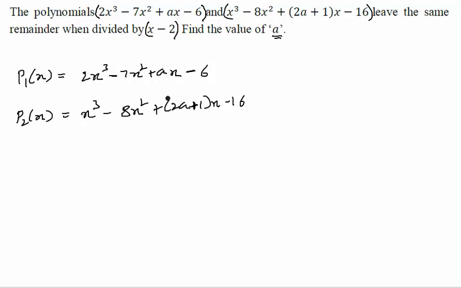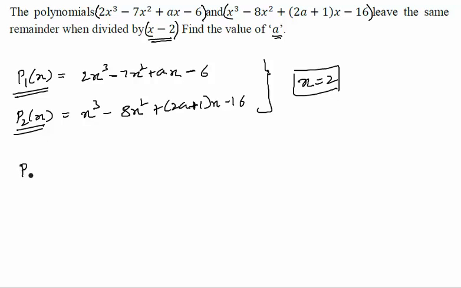Now if we divide these polynomials by x minus 2, then whatever remainder we get will be the same as the value of these polynomials at x equal to 2. This is the basic idea of the remainder theorem, right? So how to write that? The value of the first polynomial at x equal to 2 is given by p1(2), which means that I have used 2 in place of x, correct?